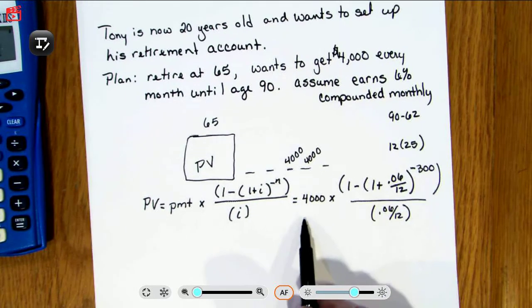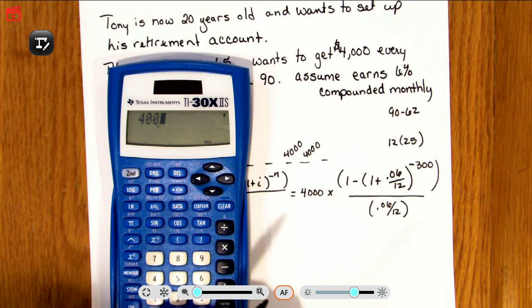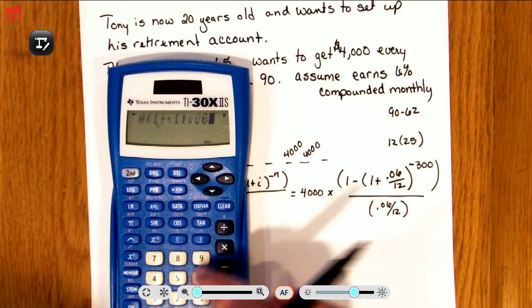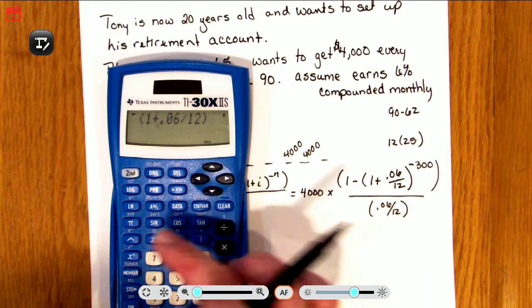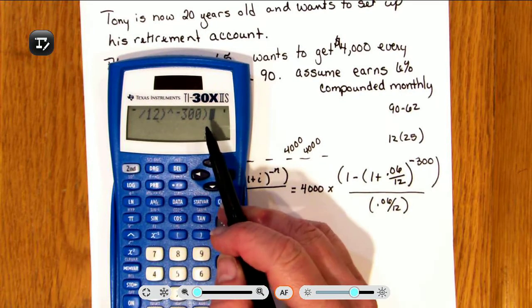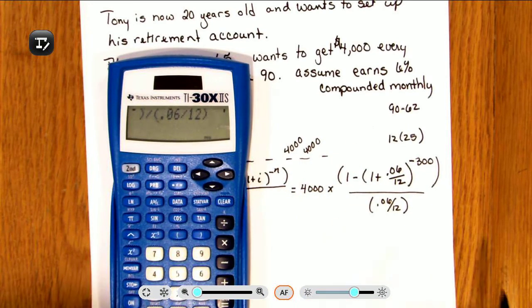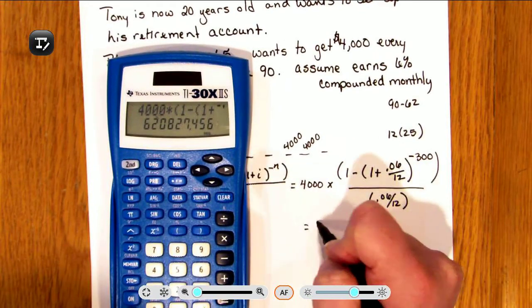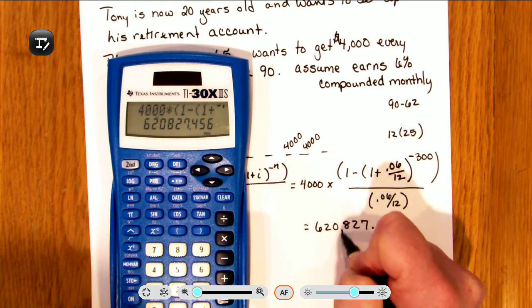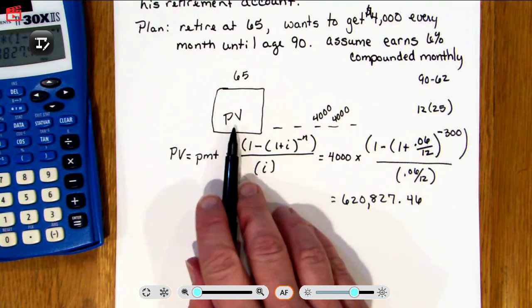Okay, so this is our present value type piece, so we're going to type all this in. I've got my $4,000 times parenthesis 1 minus parenthesis 1 plus 0.06 divided by 12, raised to the negative 300, close that parenthesis off, make sure you're on that main line, divided by 0.06 divided by 12. And we get $620,827.46. Okay, so that is the amount he needs right here. All right, so that's going to be the amount.